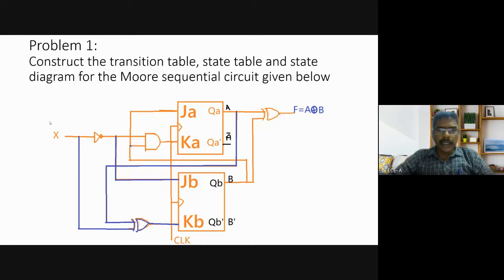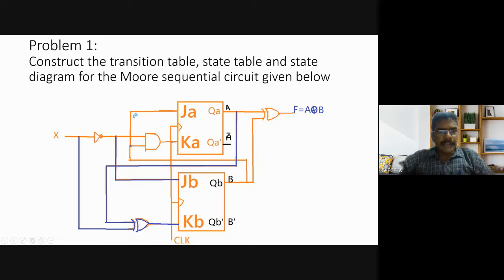So this is the circuit they are giving. Two flip-flops are used, and they are JK flip-flops. So JA, KA, JB, KB are the inputs. QA is the output of the A flip-flop, and QB is the output of the B flip-flop. Here x is the input, and let me explain one by one what JA and KA are.